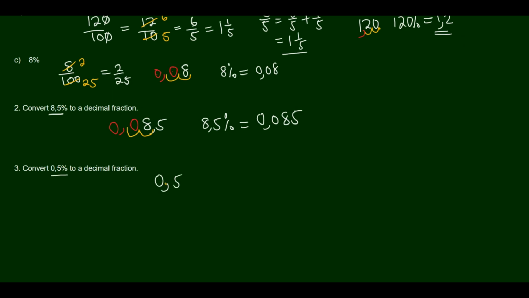And then 0,5%, you write your 0,5, and then we move the comma 2 times to the left. The comma is here, so we move 1, 2. So the comma is now here. Then put a 0 there, and then put a 0 there, meaning that 0,5% is equal to 0,005.